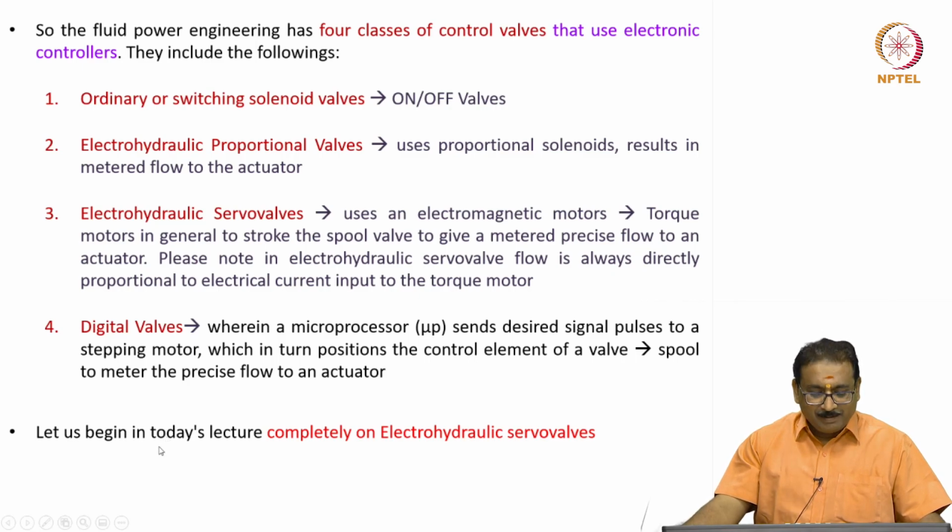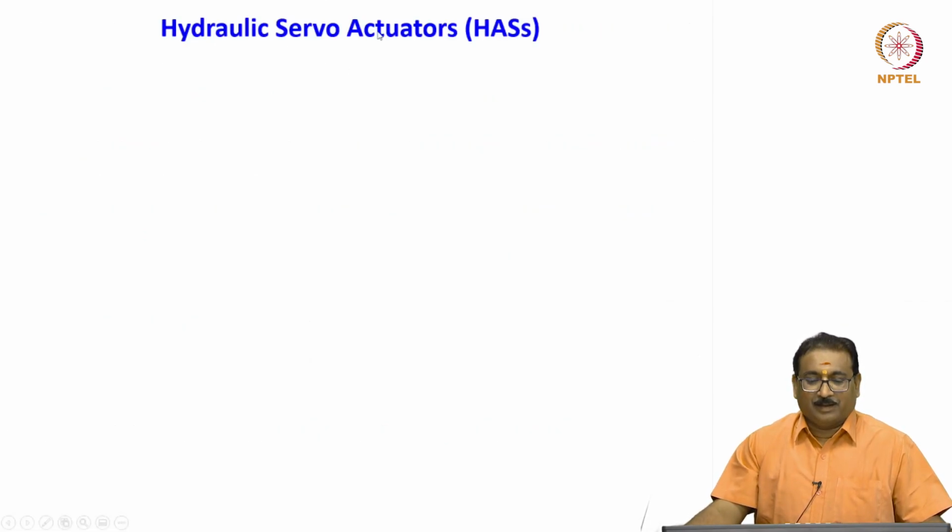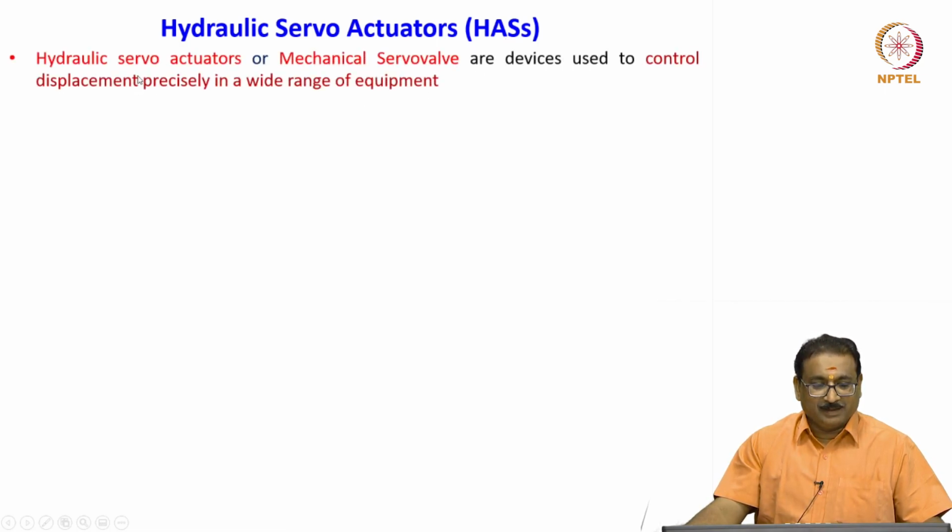Let us begin today's lecture completely on electro-hydraulic servo valve. Before that, as I have told you, we will see the mechanical servo actuators, because they still find a large number of applications in industry. Hydraulic servo actuators, also known as HSA. Hydraulic servo actuators, as I have told you, also known as mechanical servo valve, are devices used to control displacement precisely in a wide range of equipment.